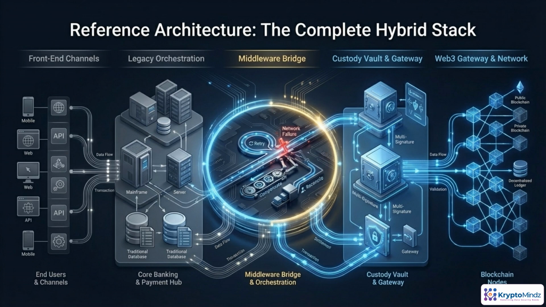This diagram brings the components together into a single hybrid stack. On the left, customers and channels look almost unchanged. Their instructions still reach your existing core banking and payment hub. The key difference is in the middle. A middleware layer decides when to route a payment on-chain, manages retries and fallbacks, and keeps your legacy systems in sync. On the right, custody and gateway services hold keys, sign transactions, and connect securely into one or more blockchain networks for final settlement.